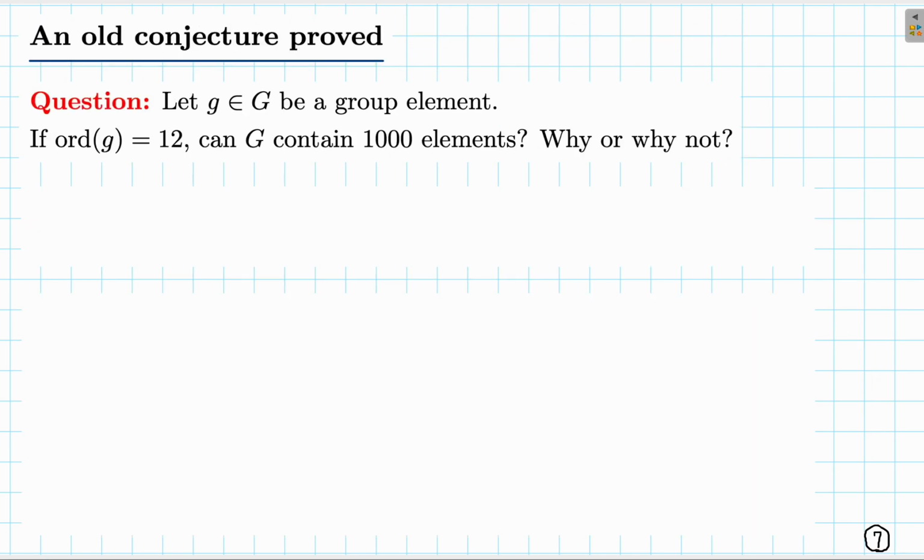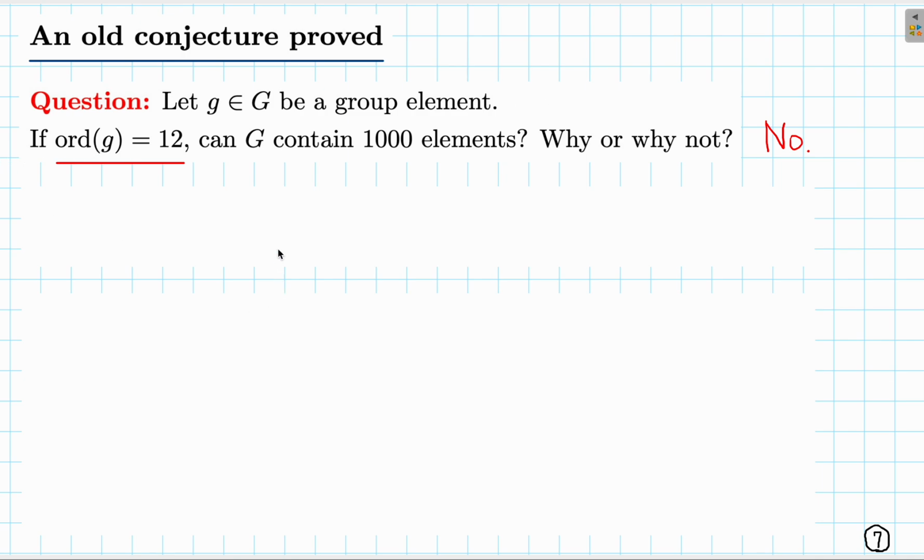Now that we've discussed the proof of Lagrange's theorem, let's use it to settle an old conjecture. So here's a motivating question. Say we have a group element with order 12. Then can the original group G contain 1,000 elements? Why or why not? Turns out the answer is no. And the reason will sound familiar. It's because 12 is not a divisor of 1,000.